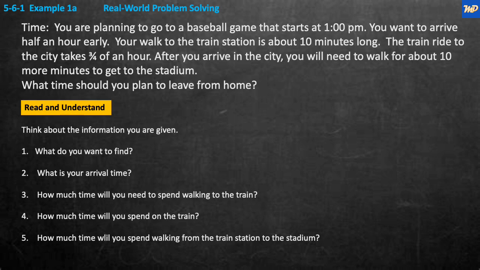So example 1, and I'm calling it 1A, it's a real-world problem, and it's going to take multiple slides. I'm not sure how many, 3, 4, maybe 5. I don't remember what it was exactly. It's a time management problem.